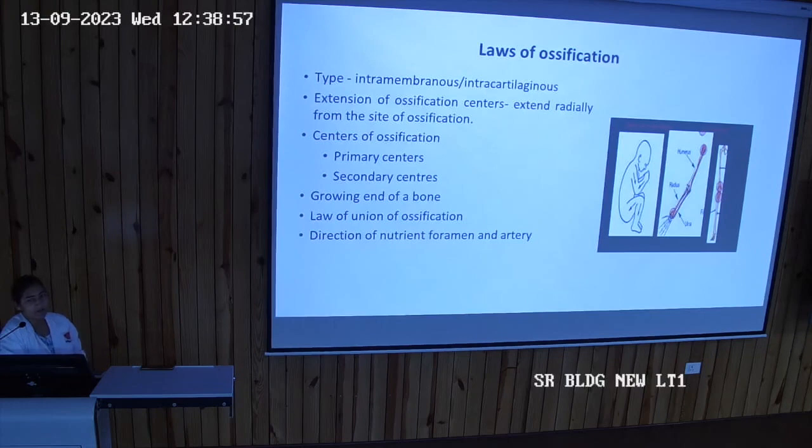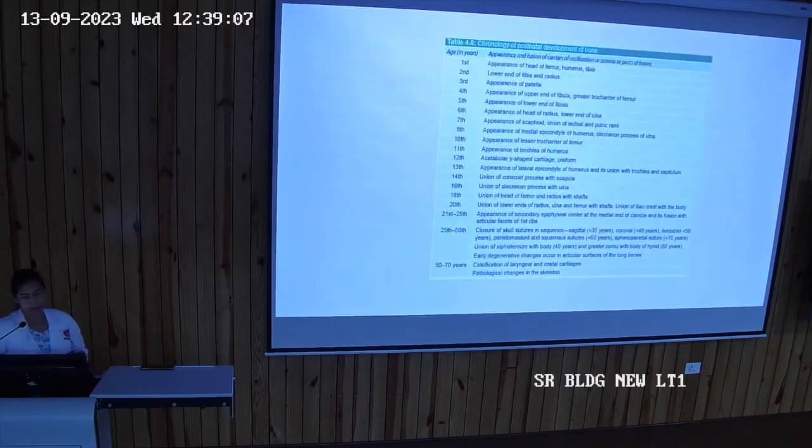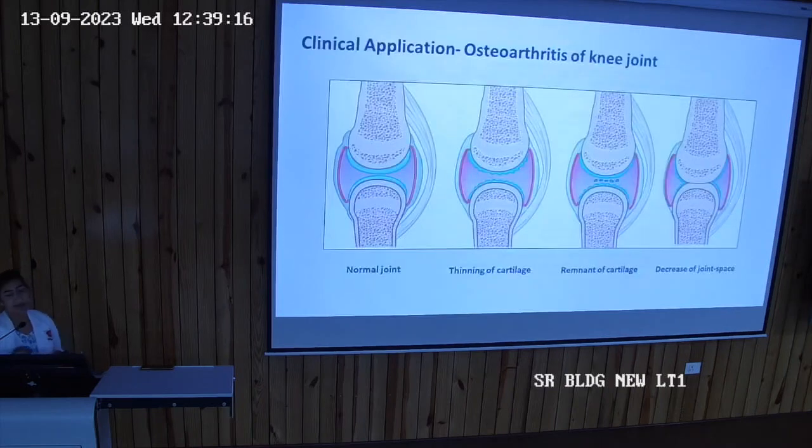Lower end of femur, upper end of tibia and fibula will be the growing end. Very good. So this is the chronology of appearance of the different secondary centers. You don't have to remember it. Next is the osteoarthritis or the clinical anatomy of this cartilage and the bone.